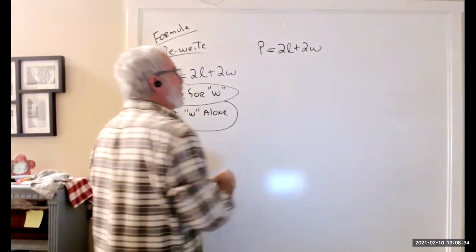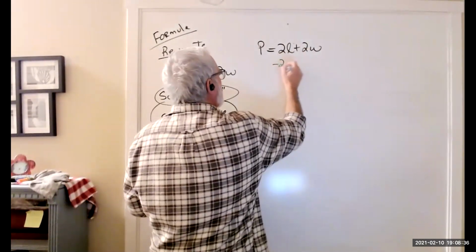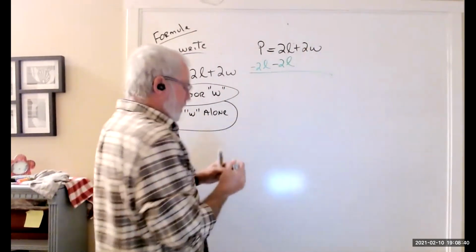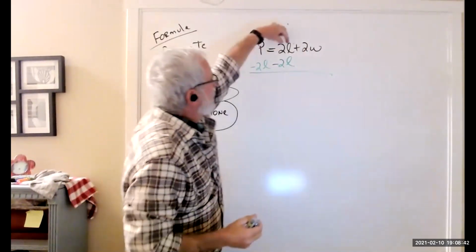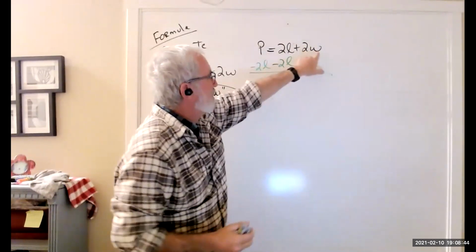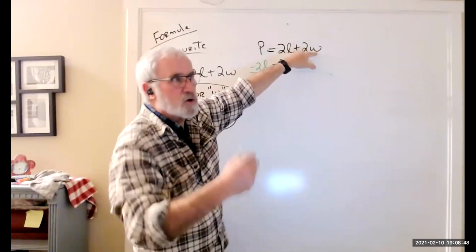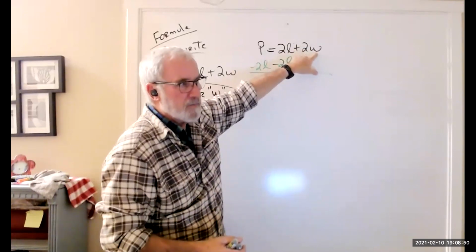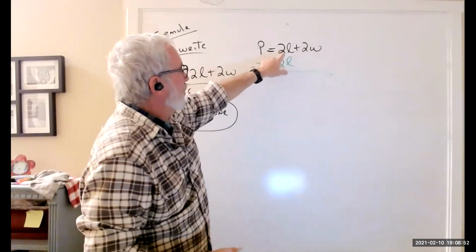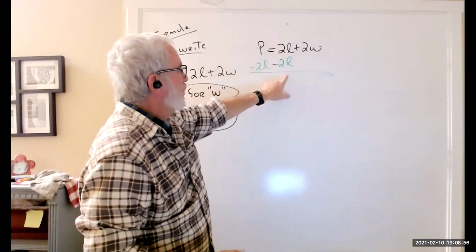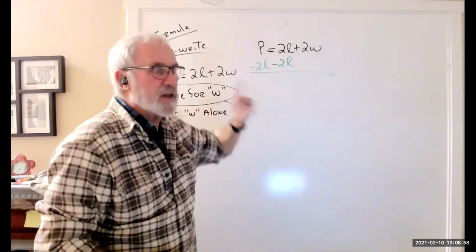First thing I'm going to do is take away 2L from both sides, because I want to get rid of this 2L here. Remember, I want to get the W by itself. So I've got to get rid of a bunch of junk. I've got to move them out of the way. So the first thing I'm going to do is get rid of the 2L. So I take away 2L from both sides, but here's the catch.